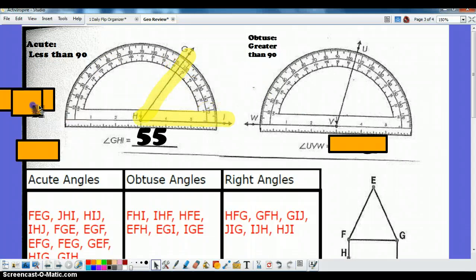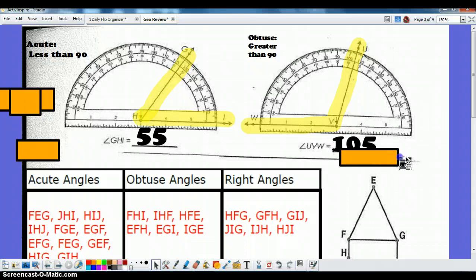This one is obtuse. It's greater than 90 when I highlight my points. So that's 55 degrees because it's an acute angle. So the obtuse angle is greater than 90. I take my highlighter. This is obviously obtuse because it's bigger than 90 degrees. I've written down that it's obtuse. I take a look at where that measurement is, and I get 105 degrees.